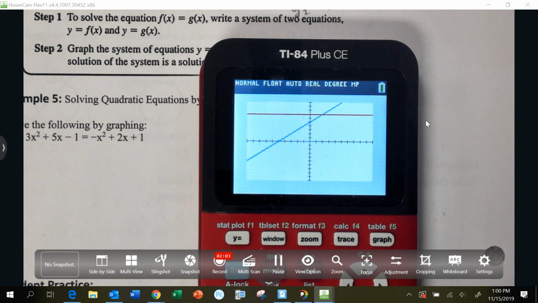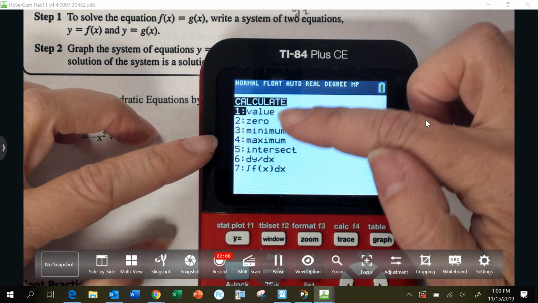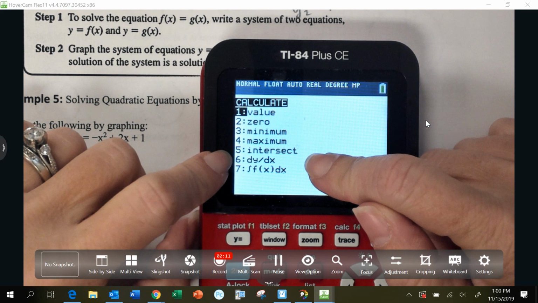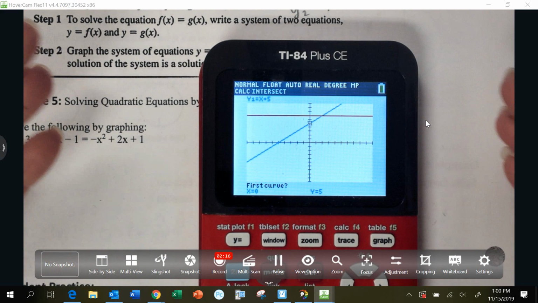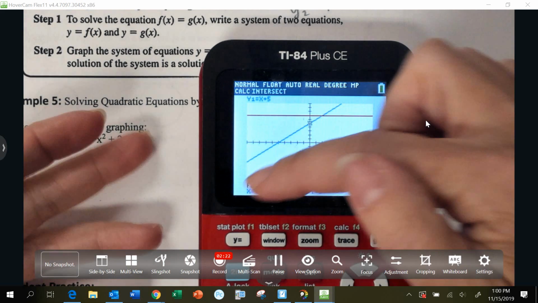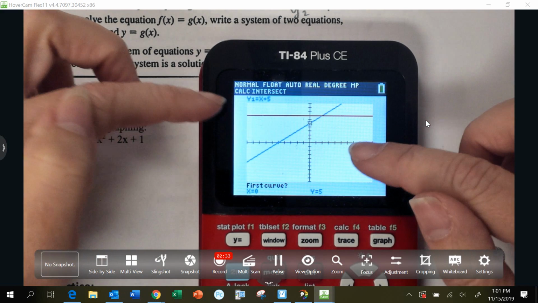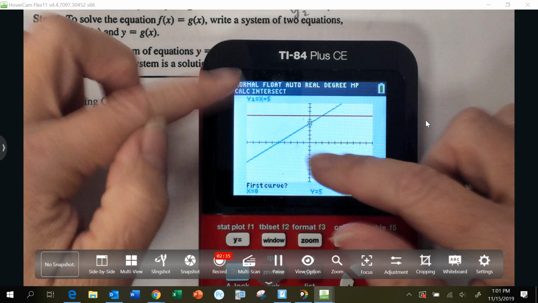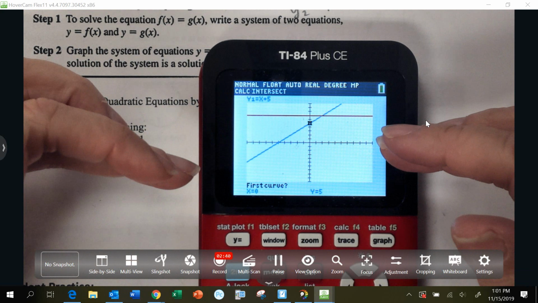So this is a new calculator skill for you. Trace is where all our fun stuff is, and number 5 is where they intersect. So we're going to click number 5. It asks for the first curve. This is a straight line, but it calls it a curve because maybe I have a curve in there. We could have 10 graphs on here, so you need to tell the calculator which graph you want to find the intersection between.